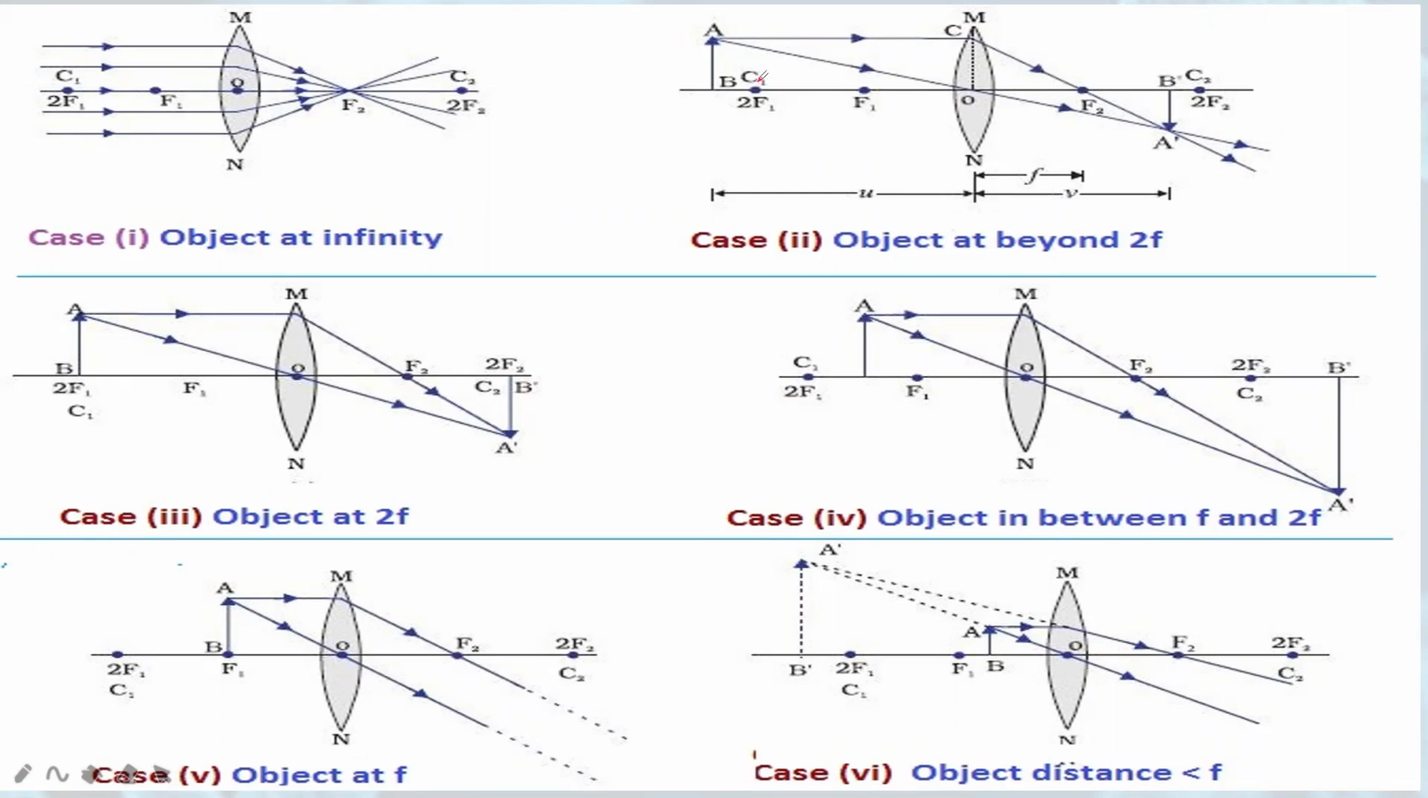Here you can see this is center of curvature 2f1. The object is placed beyond center of curvature. When the rays come towards the lens, they get refracted and they meet between f2 and 2f2, that is between focus and center of curvature. Here you can see the image has been formed. This image is smaller in size as compared to the object. It is inverted and it is real.